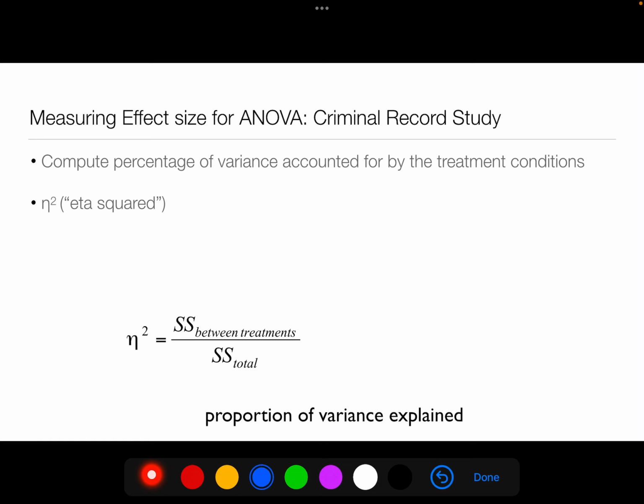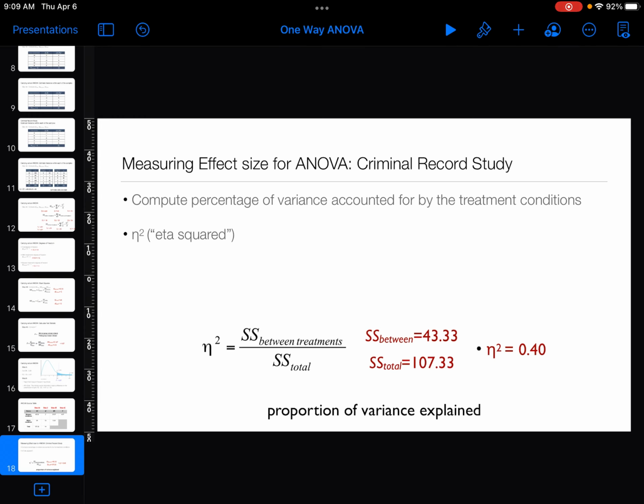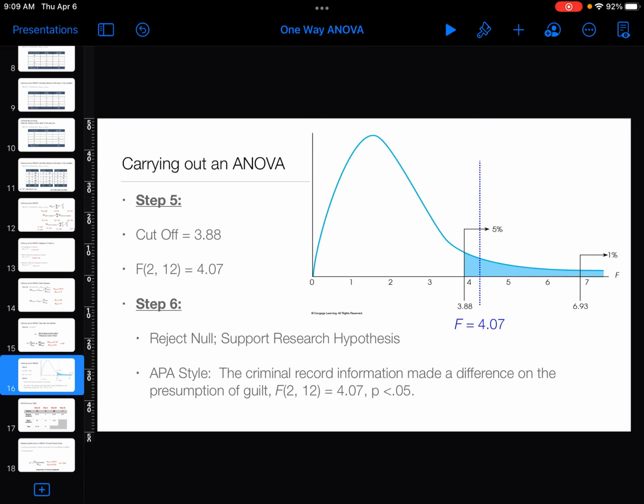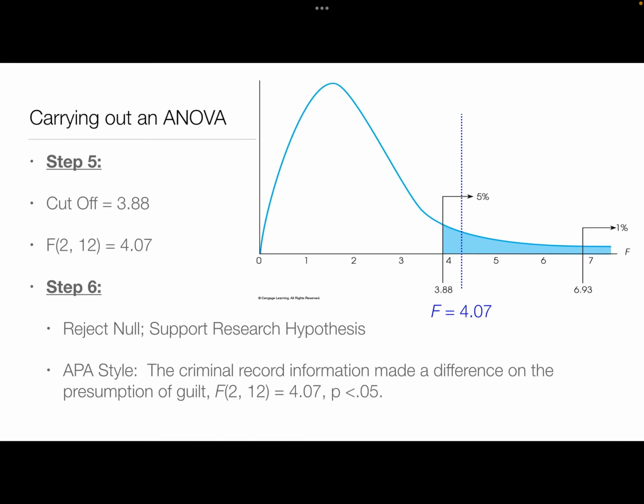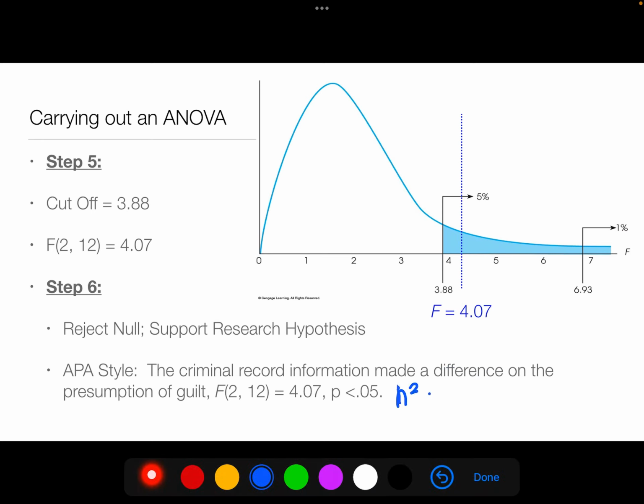The last thing that we need is our measure of effect size. Our measure of effect size here is eta squared. We get this by taking our sums of squared between treatments, which we calculated as 4.33, and our sums of squared total, which we calculated as 107.33. We'll just divide those, and we get our eta squared of 0.04. If we were to go back, then we can put our eta squared here as that value. And so you could put your measure of effect size.